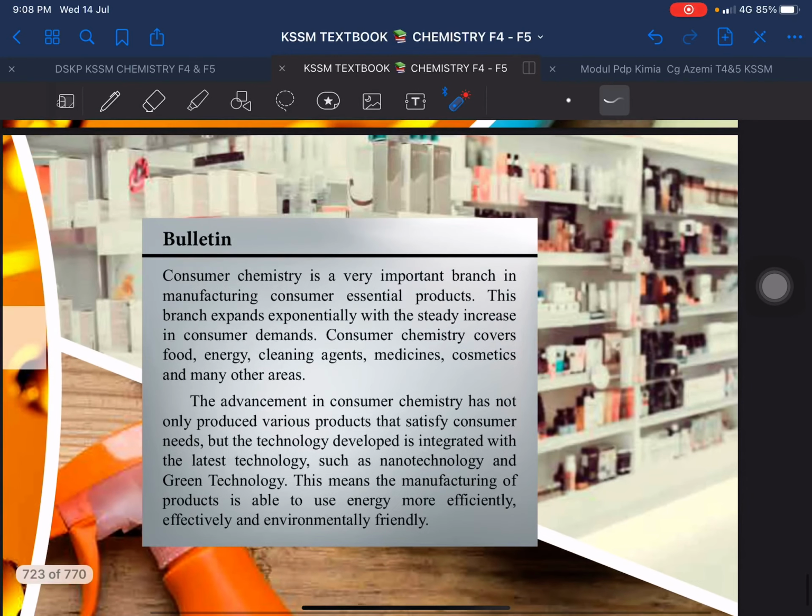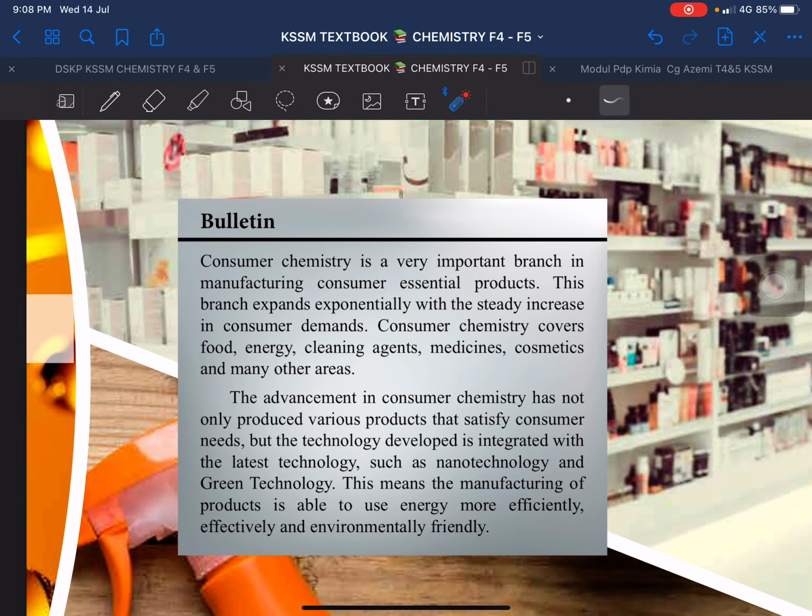Now, this one. What is consumer chemistry? Industri ya. Consumer pengguna. Chemistry, kimia lah. Okay, industri ya. Industri kimia melibatkan banyak cabang. It covers food, energy, cleaning agent, medicines, cosmetics, and many more areas. In fact, in UMS, the university that I entered dulu, ada satu course khas untuk kimia industri.